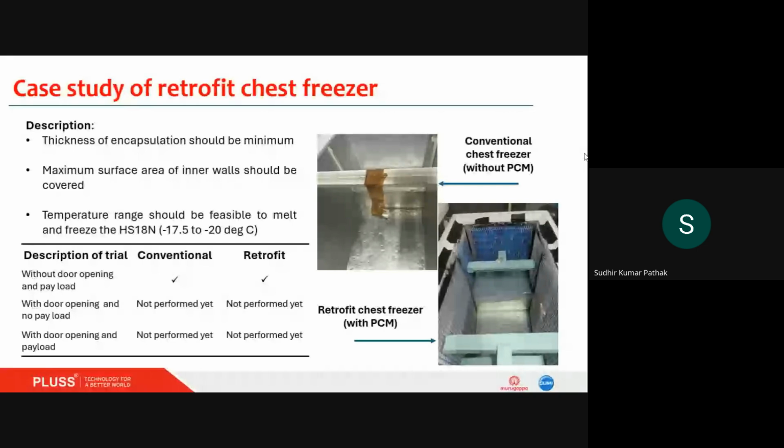And for extra support, we have placed an aluminum mesh for the integrity of these pouches, and we conducted the experiment. First, we conducted the experiment where we don't open the door and we don't place any kind of product inside the chest freezer. So we conducted this experiment and we got some results.